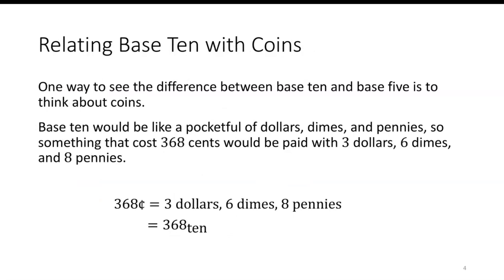Let's think about base 10 in terms of coins. So one way to see the difference between base 10 and base 5 is to think about coins. Base 10 would be like a pocket full of dollars, dimes, and pennies. So something that costs 368 cents would be paid with $3, 6 dimes, and 8 pennies. So where a dime is 10 pennies, a dollar is 10 dimes, those are powers of 10.